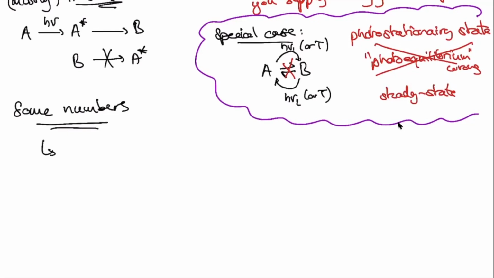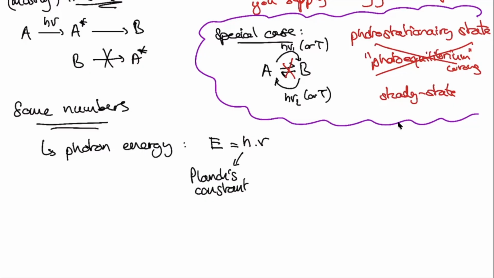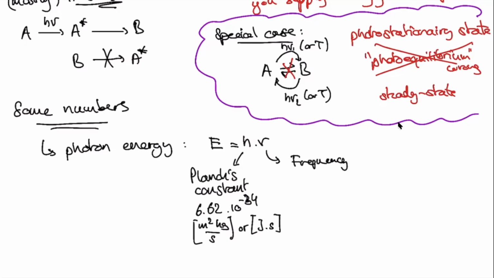We have the photon energy, which is E equals h times nu. Here h is Planck's constant, which is 6.62 times 10 to the minus 34, so the units are meter squared kilogram per second, or joule times seconds. And nu is the frequency of the light, which is in 1/seconds, or hertz. Or, of course, more commonly the wavelength, lambda, which is the speed of light over nu.